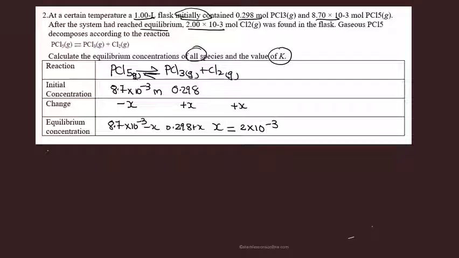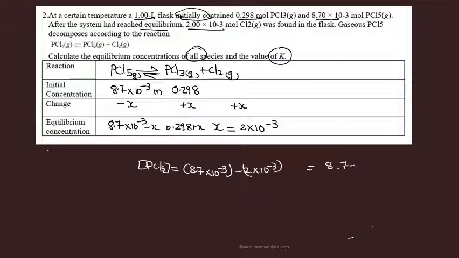And now our next step is to find x, and the x value is already given. So just substitute that x for PCl5 and PCl3. So for PCl5, I can write the PCl5 concentration equals 8.7 times 10 to the power negative 3 minus 2 times 10 to the power negative 3. So what I have to do in that case is take that 10 to the power negative 3 out.